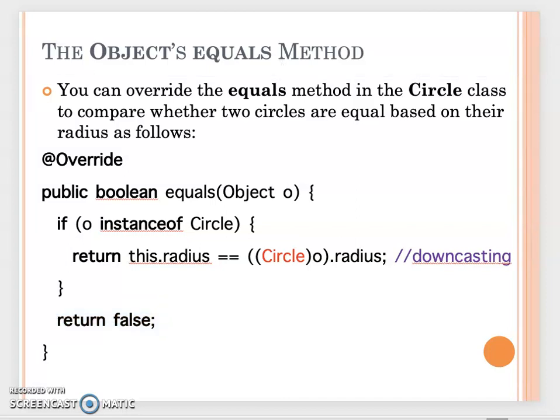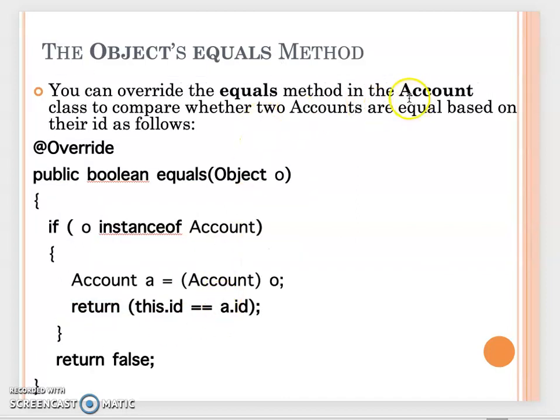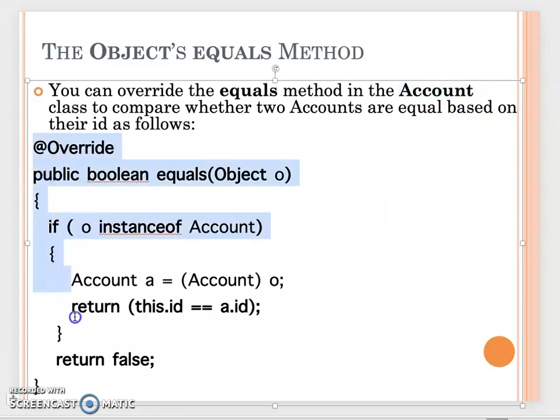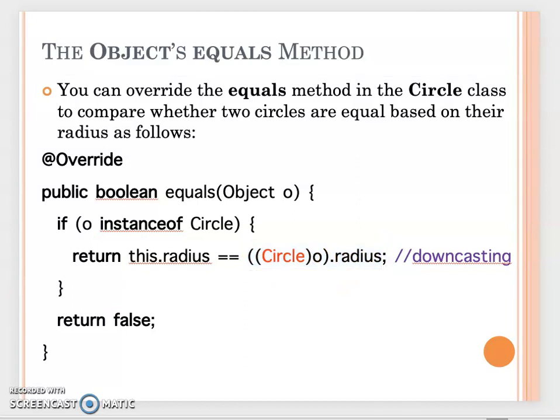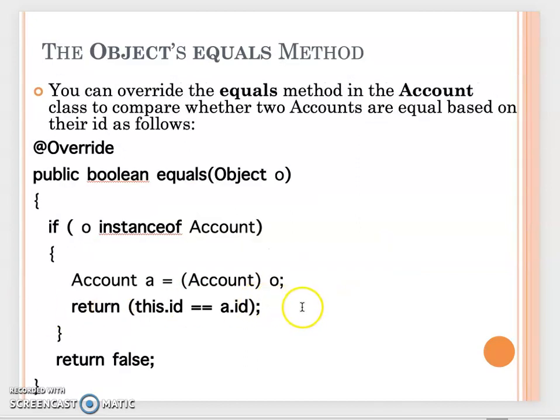So if we want to override the equals method in the Account class, it will be similar to the Circle class and look like this. You're still passing the Object o. Before you do the comparison, you need to check if this o is an instance of Account. Earlier we did the casting together in one line, so here you can do it in one line as well. But you can also create another reference, a, for Account.